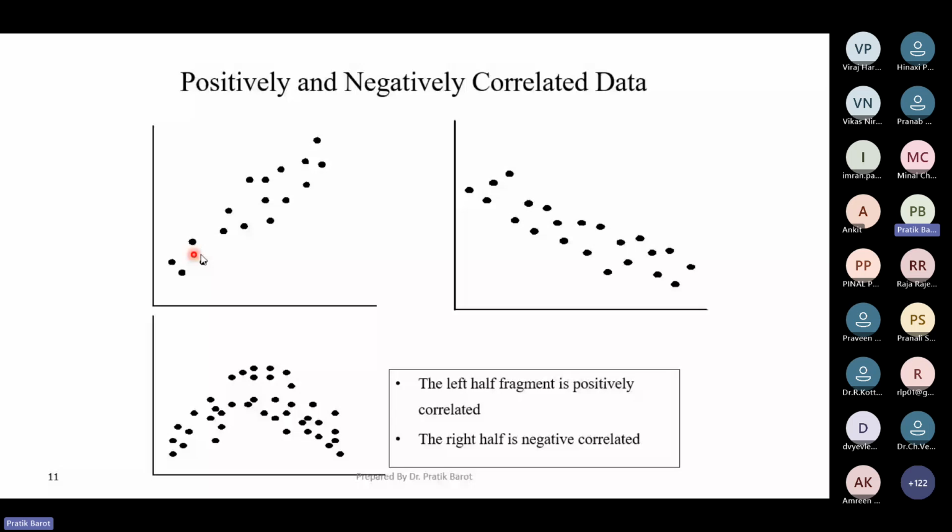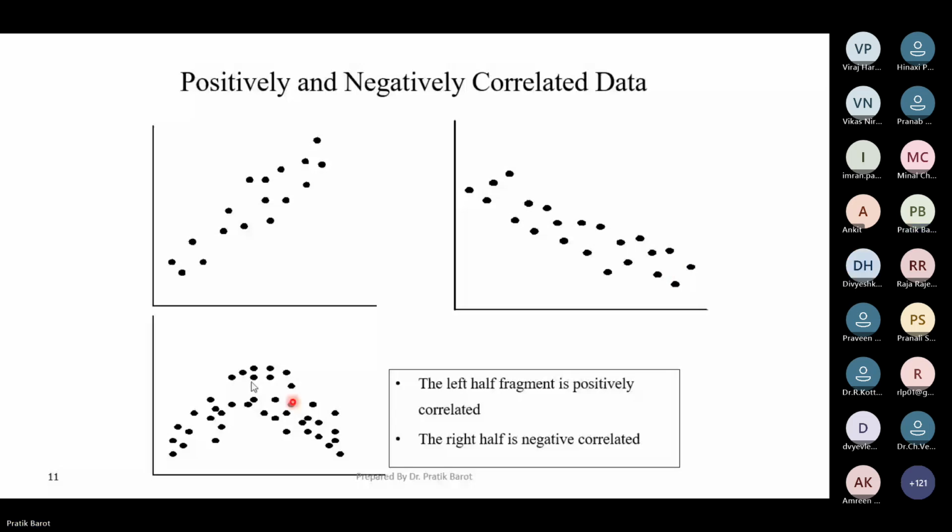In this example, again we have a straight line, but here the line is decreasing, and that's why these two attributes are correlated, but they are negatively correlated. When one is increasing, the other one is decreasing. So that's why they are negatively correlated.